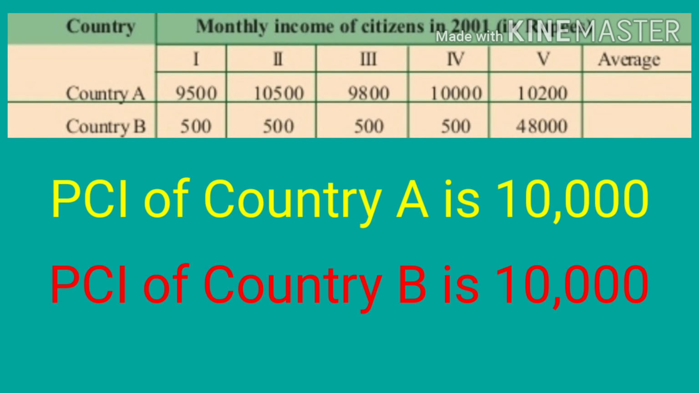But in country A, all citizens' incomes are very near to 10,000. But in country B, 4 citizens have an income of 500, but 1 citizen has an income of 48,000. So country A is more developed than country B, but their average incomes are equal. It means they would appear equally developed. So from this we can say that averages hide many disparities.